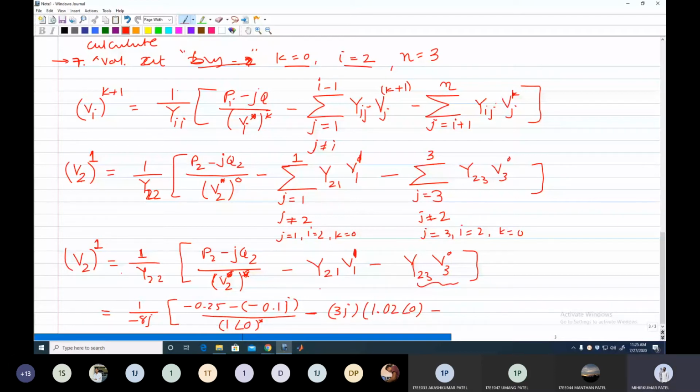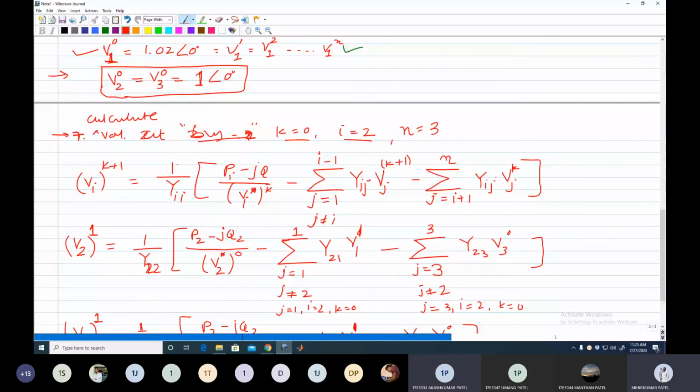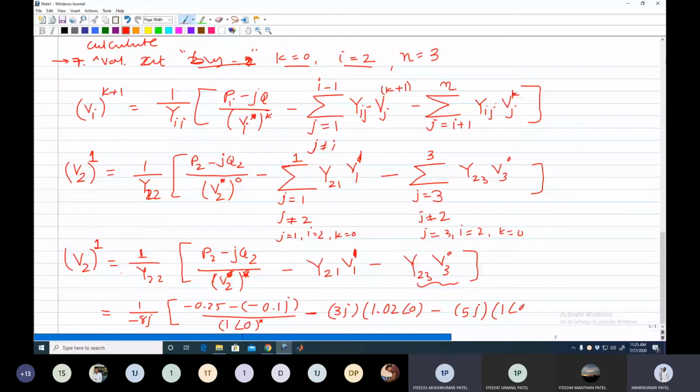Next, what is the value of y23? It is 5j. And V3 0 is the voltage at bus number 3 at the initial condition. You have assumed that the value of V3 0 is 1 angle 0. Very good.